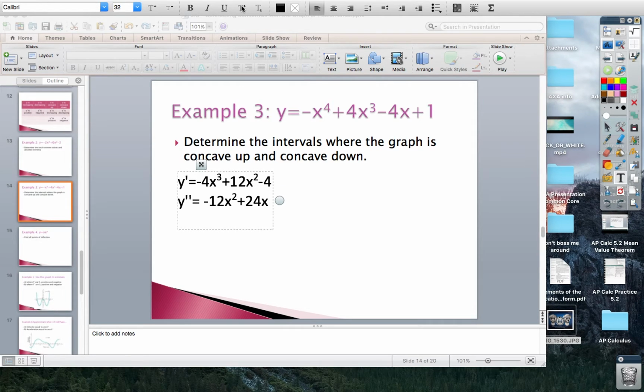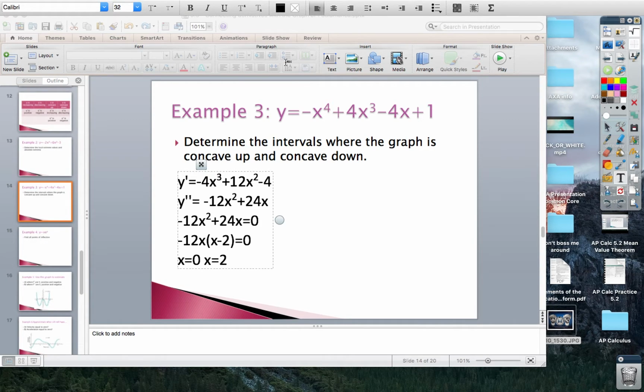And so we're going to go ahead and solve that for 0. That's negative 12x squared plus 24x equals 0. We're going to factor out negative 12x from both sides. We're going to get x minus 2 equals 0. So we had x equals 0, x equals 2.